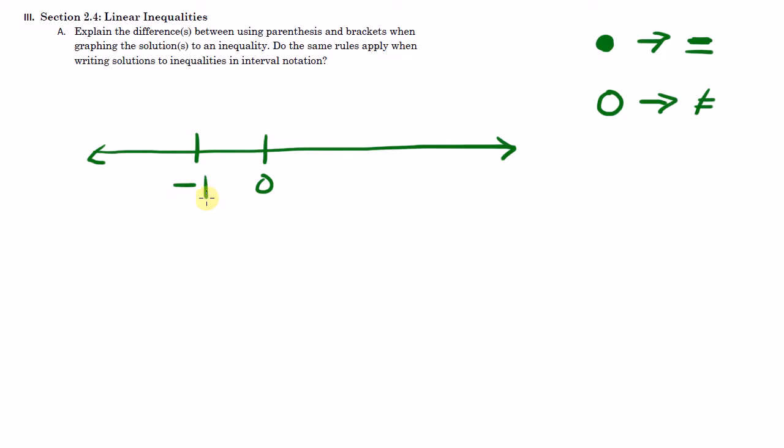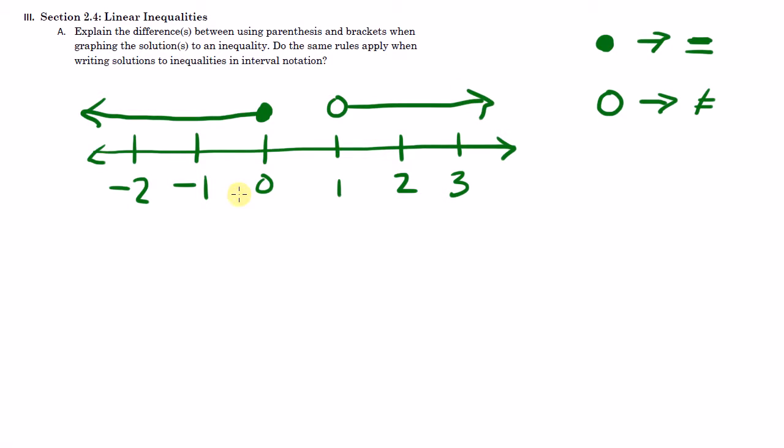So for instance, if I had this as my graph, and I'm trying to graph a solution, we'll do a closed dot here, and let's say an open dot here. So what this says, if I was to translate this into interval notation, is from negative infinity to 0, and we're going to include 0.